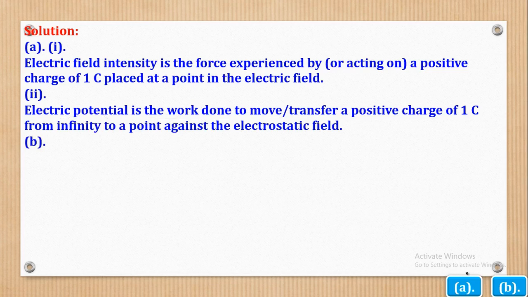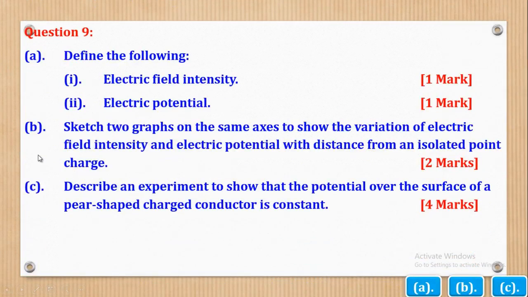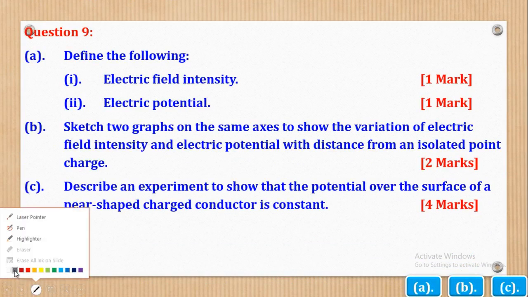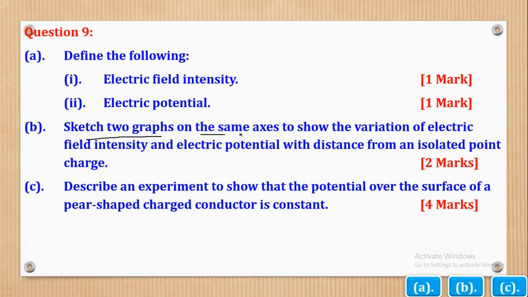What about part B? Part B says, sketch two graphs on the same axis to show the variation of electric field intensity and electric potential with distance from an isolated point charge. Remember, they have said point charge. So what does that mean?